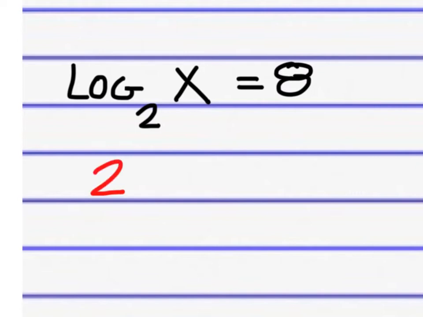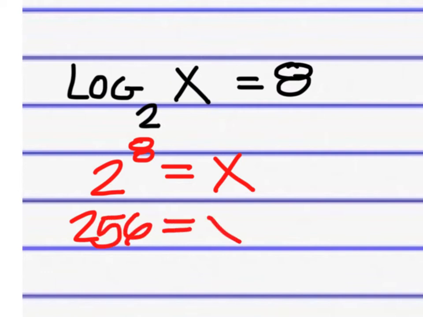This is 2 to the 8th power equals x. 2 to the 6th we already did today, that was 64. If you multiply that by 2, it's 128. And 128 times another 2 is 256.